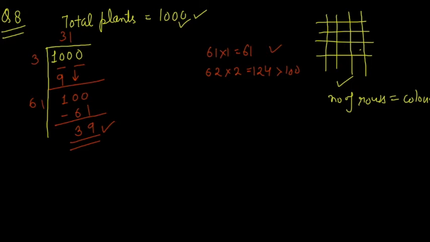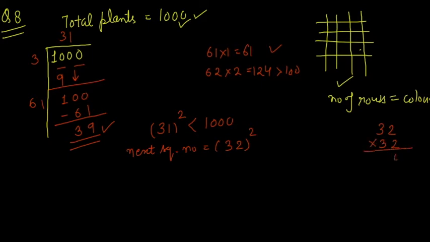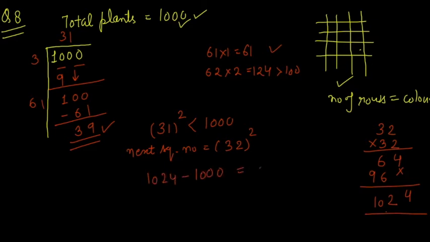Right? What we will do now, it means we can conclude from here that 31 square is less than 1000, right? What is your next square number after 31? Next square number will be 32 square after 31, right? What is the square of 32? 2 2s are 4, 2 3s are 6, 3 2s are 6, 3 3s are 9, 4, 12, 1024. It means if I take the difference of 1024 and 1000, how much I am getting? I am getting 24.